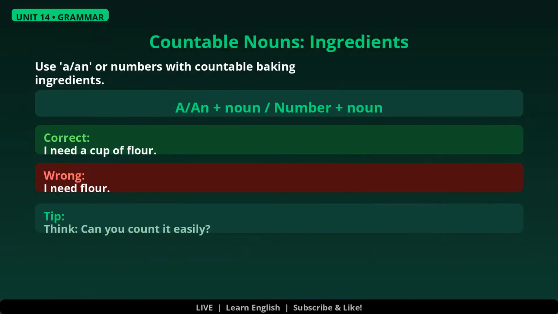Here's an important grammar point. Countable nouns, ingredients. Use a/an or numbers with countable baking ingredients. For example, I need a cup of flour. A helpful tip, think, can you count it easily?